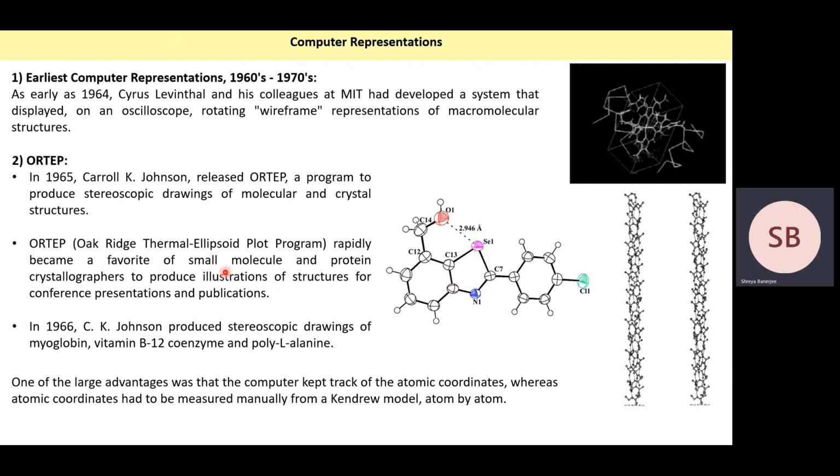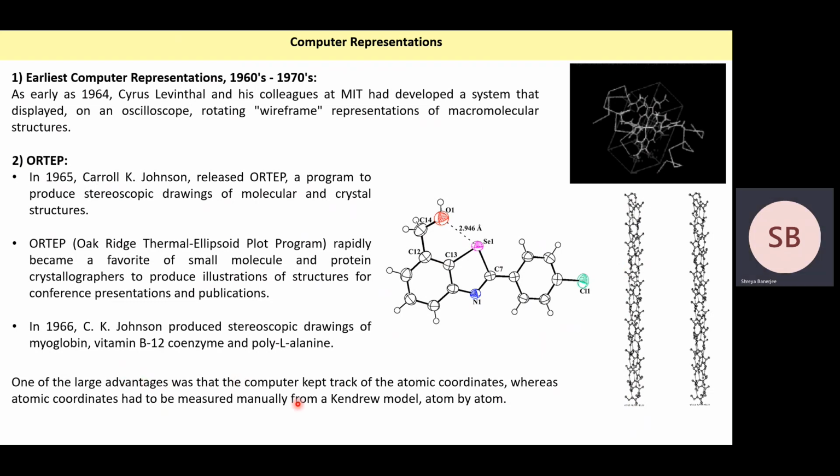ORTEP rapidly became a favorite of small molecule and protein crystallographers to produce illustrations of structures for conference presentations and publications. The most well-known use of ORTEP was by C.K. Johnson, who produced stereoscopic drawings of myoglobin, vitamin B12, and polyalanine using ORTEP. So these were the alpha helical structures of myoglobin that had been generated using the ORTEP program.